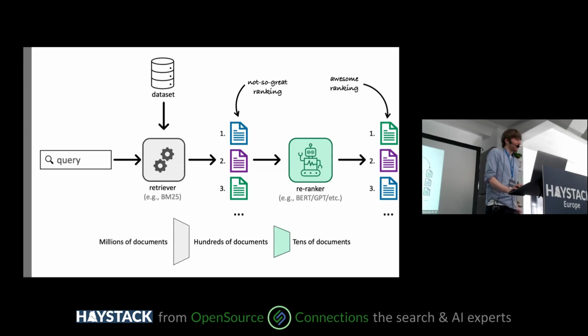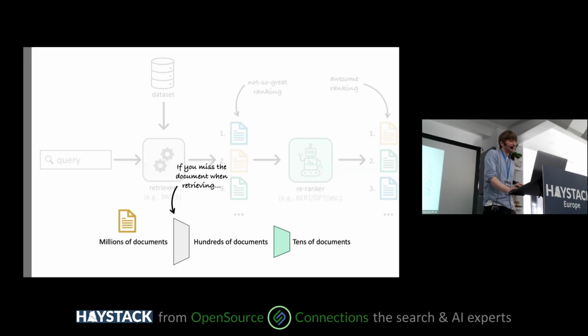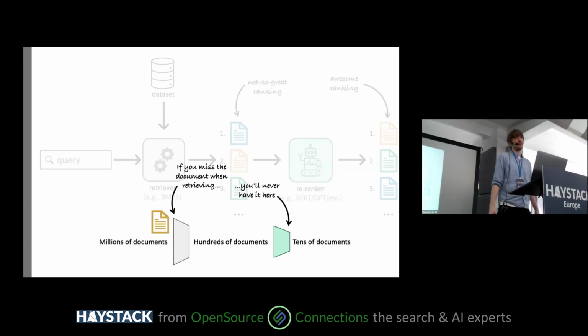Now, there's a problem with this process, though. You start off with millions and millions of documents. You filter that down to maybe hundreds of documents. And then you essentially use the re-ranker to pick what top 10 documents or so you end up showing the user. But if you miss a document when retrieving, if you start off with millions of documents and you miss this golden document here that doesn't quite meet the filter, you'll never have it down here to re-rank, right? You lose it completely. If it's a product that you're searching for, you never get it.